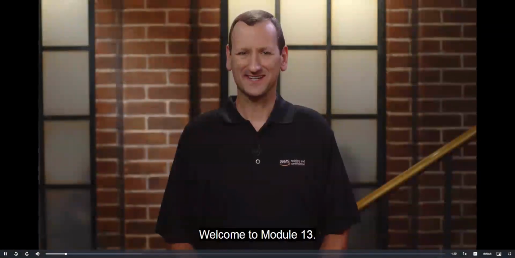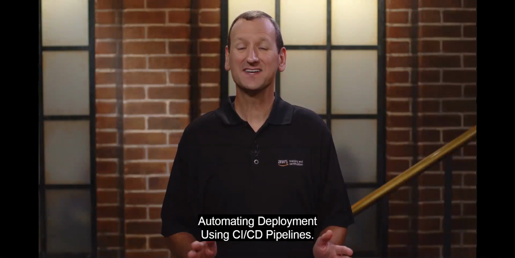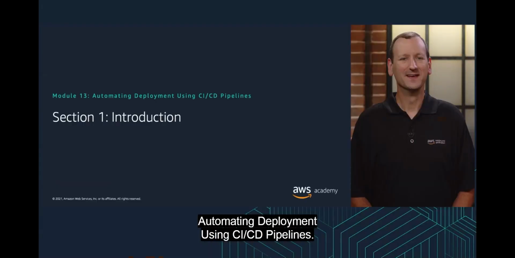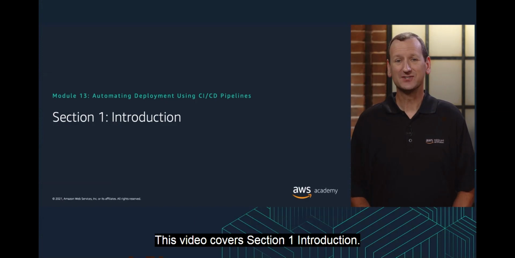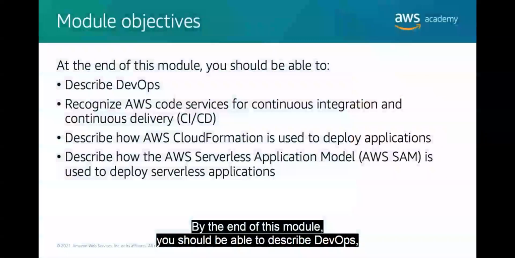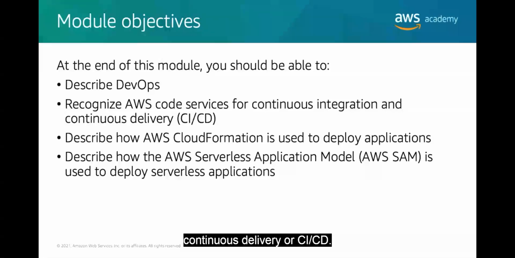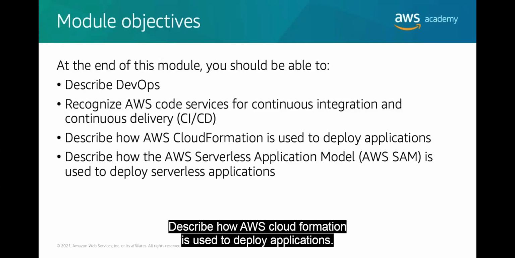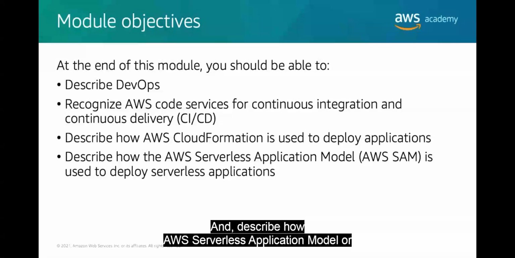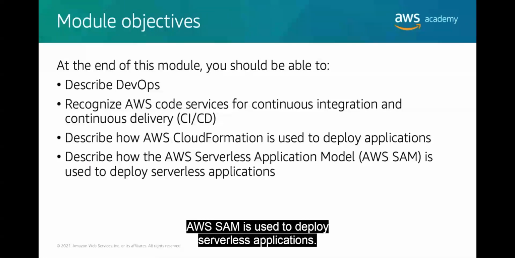Welcome to Module 13, Automating Deployment Using CI/CD Pipelines. This video covers Section 1, Introduction. By the end of this module, you should be able to describe DevOps, recognize AWS code services for continuous integration and continuous delivery, or CI/CD, describe how AWS CloudFormation is used to deploy applications, and describe how AWS Serverless Application Model, or AWS SAM, is used to deploy serverless applications.